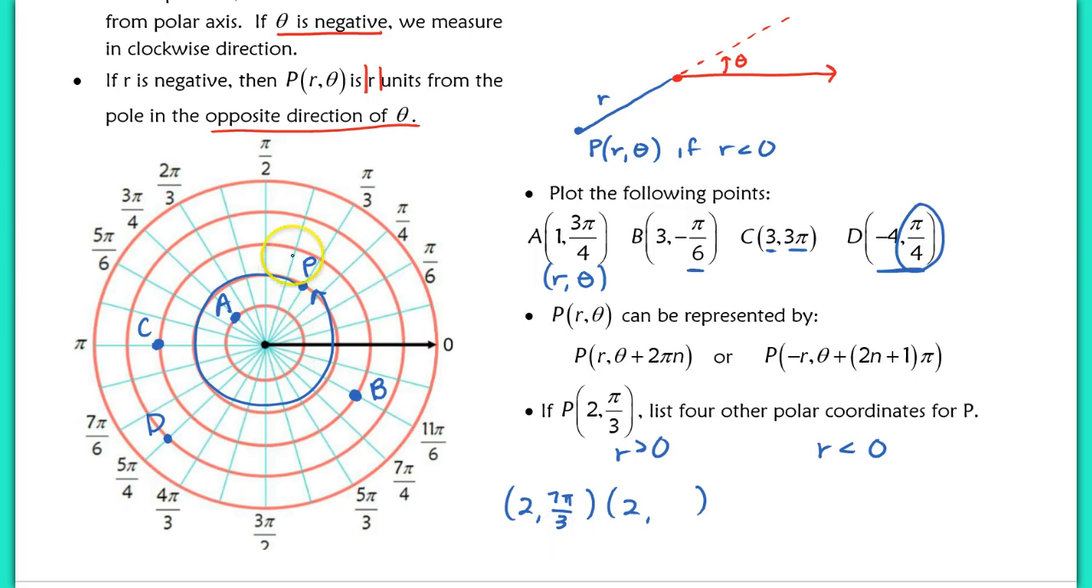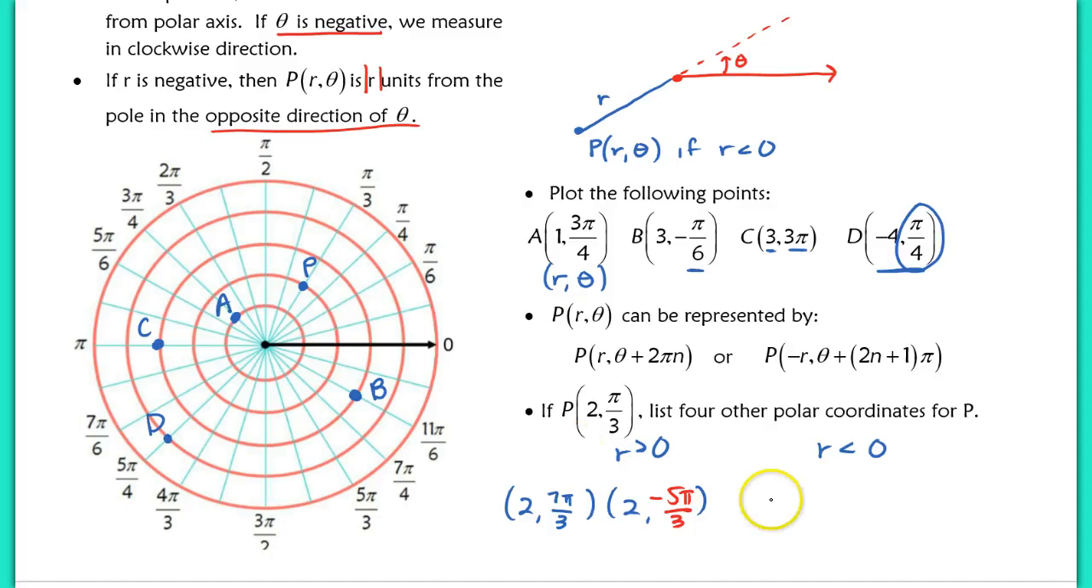Or if I wanted to go in the negative direction, I can make a negative angle measure here, and that would be negative 4π/3. Okay, so that's just 2 of the ones that I chose to do. There's obviously an infinite number of ways to write that same coordinate. You could just continue to add 2π to theta.